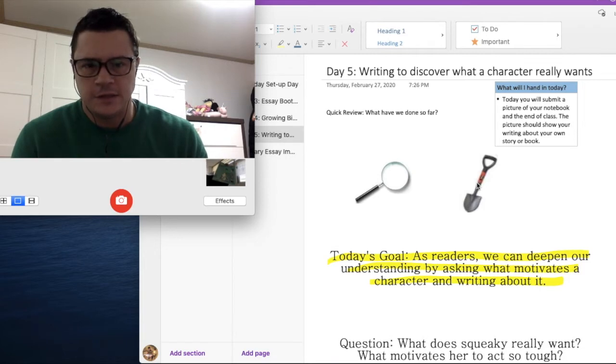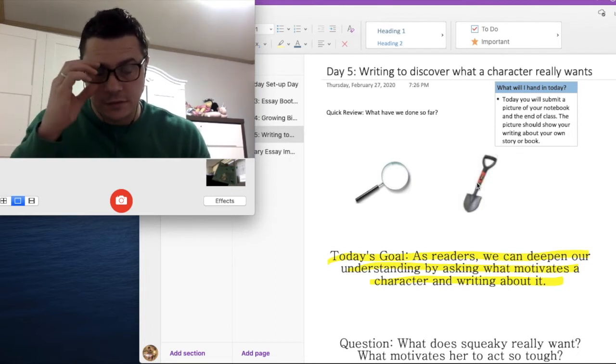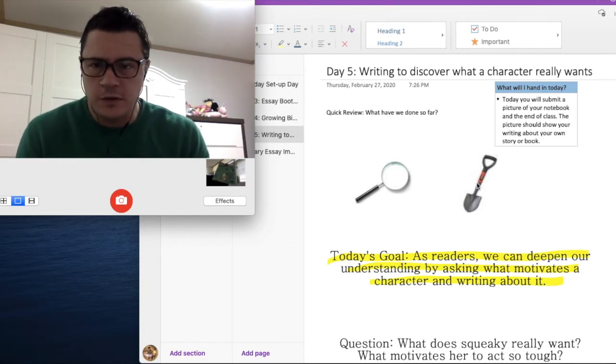Today, our goal is to deepen our understanding of character by asking what motivates our characters. So in today's lesson, you'll hear me say, dig deeper. And so I got a shovel there. So think of these as our tools, tools that we use to discover things about character.